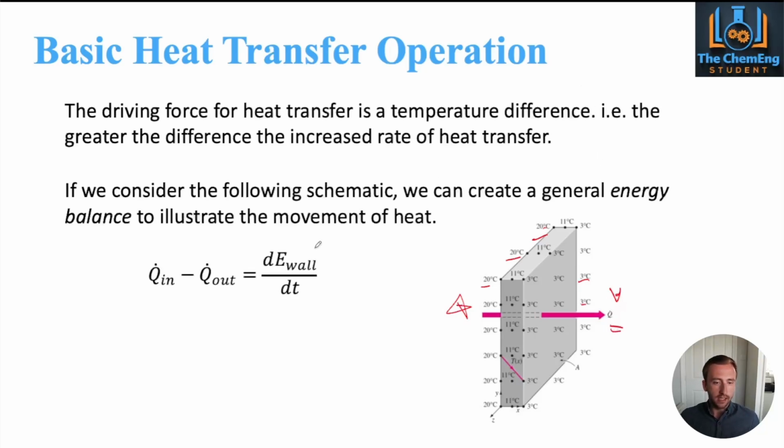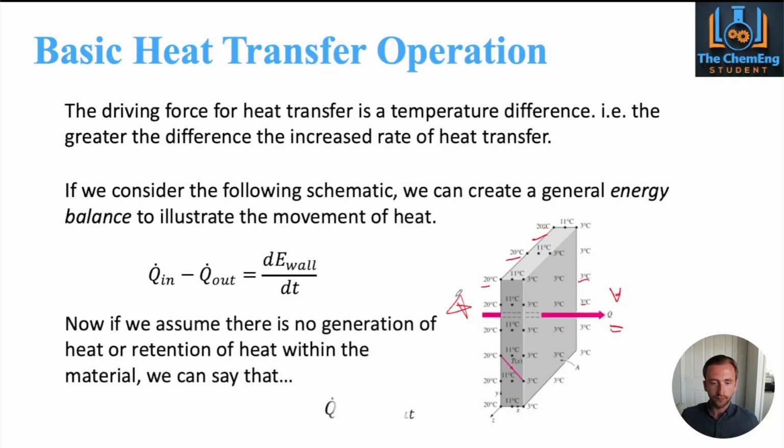Now what we can say here is that Q in, now this dot represents flow. So if you see things with a dot, it simply means that this is a flow rate of heat. So it's the amount of heat coming in minus the amount of heat that leaves, and that must be equal to the differential of the energy of the wall, E wall, with respect to t. So t could be the thickness of the wall, or you can have it with respect to time. It depends on what you're wanting to validate your results.